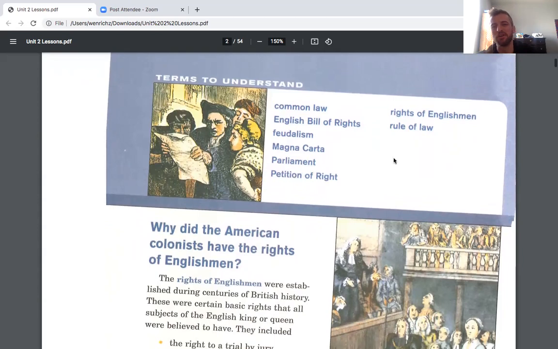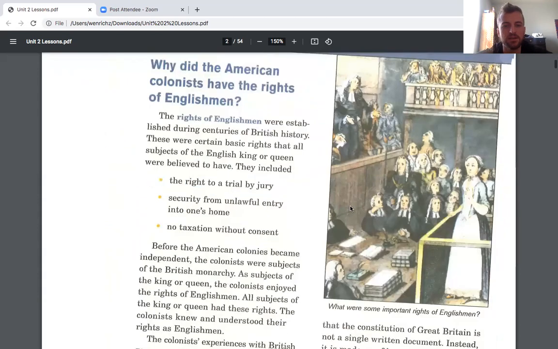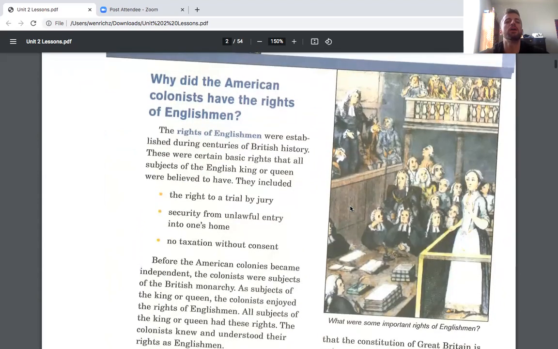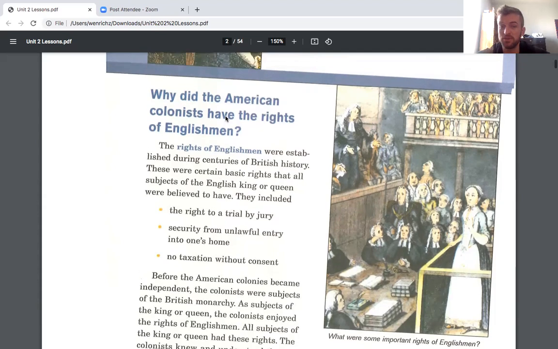Parliament, petition of rights of Englishmen, and rule of law. Let's get to it. And yes, it is a bit wonky, but that's okay. Why did the American colonists have the rights of Englishmen? So again, when you're taking your notes, if you need help in what to write, that big fat question there. We love those big fat questions.